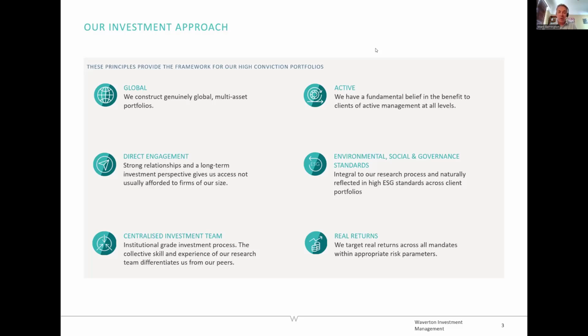And then finally, and very quickly, all our portfolios target real returns. That is inflation plus, CPI plus 2, CPI plus 3, etc.